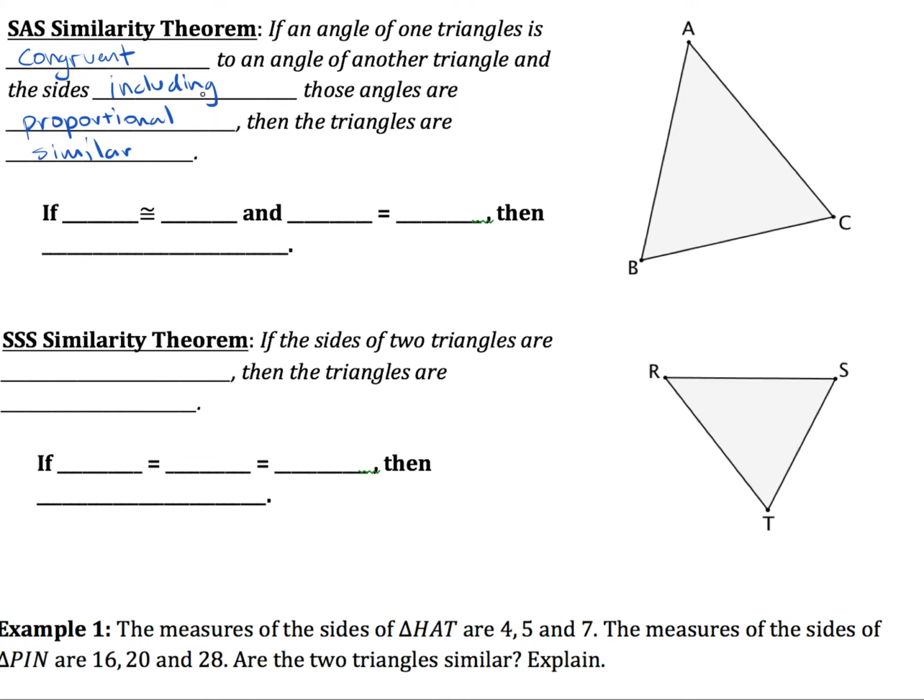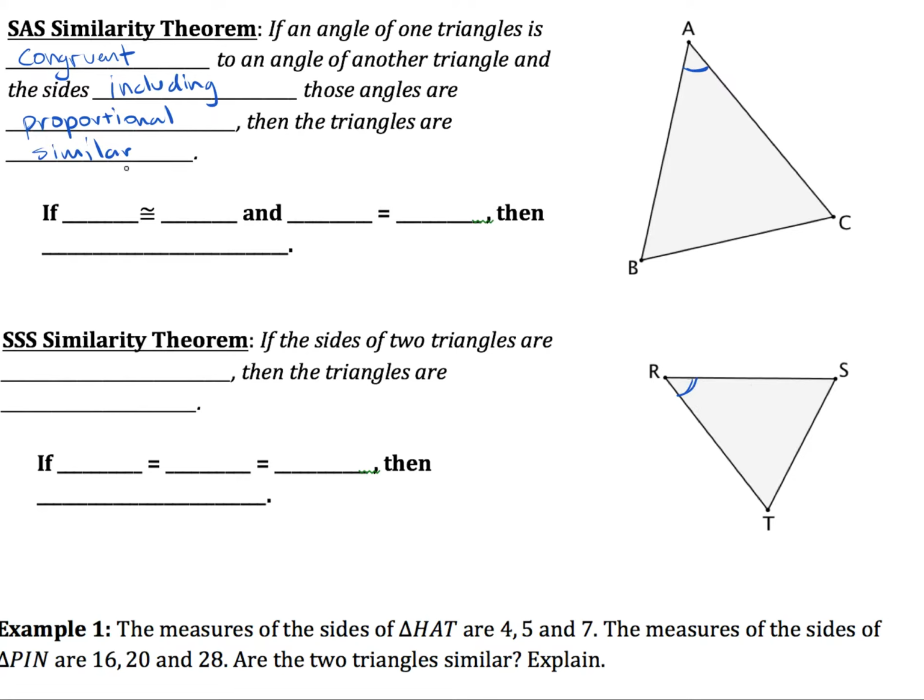And so what we're looking at here is a pair of congruent angles, and the including sides are going to be proportional. Now remember, including would mean including sides, or they would be the sides that are on either side of that angle. So if we're looking at angle A right here, congruent to angle R, then the sides that include angle A would be segment AB and segment AC. The sides that include angle R would be RT and RS.